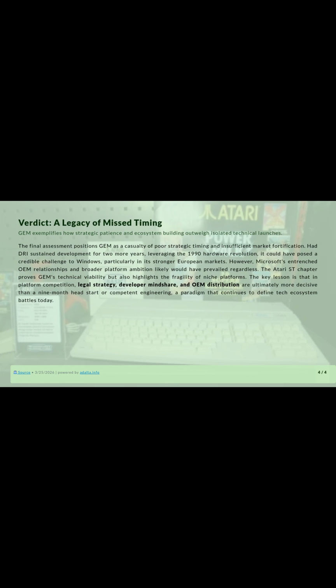The Atari ST chapter proves GEM's technical viability but also highlights the fragility of niche platforms. The key lesson is that in platform competition, legal strategy, developer mindshare, and OEM distribution are ultimately more decisive than a 9-month head start or competent engineering, a paradigm that continues to define tech ecosystem battles today.